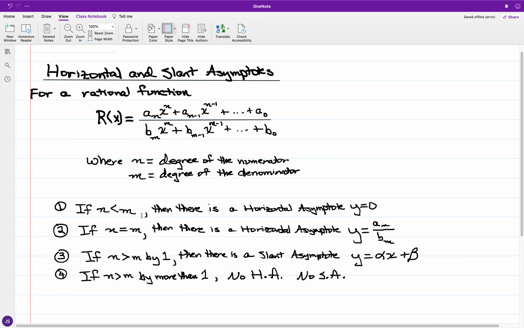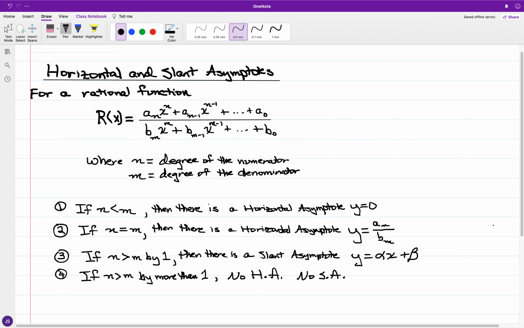And if it turns out that the degree in the numerator is the same as what is in the denominator, we're going to have a non-negligible horizontal asymptote, and that is going to be where y is equal to the ratio of the leading coefficients, which will reduce to a constant. And if the numerator degree is greater than the degree of the denominator by 1, then there's going to be a slant asymptote. And if the difference is more than 1, you're not going to have any horizontal or slant asymptote to exist.